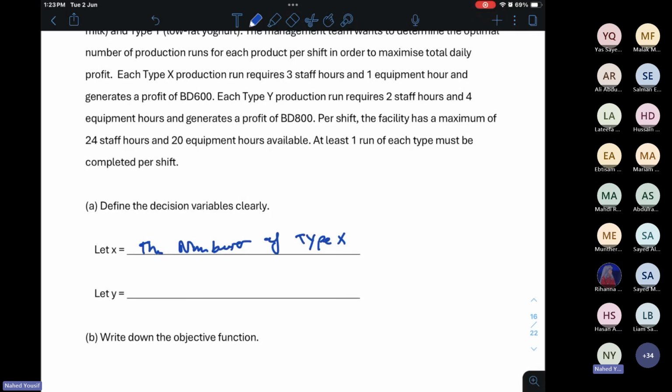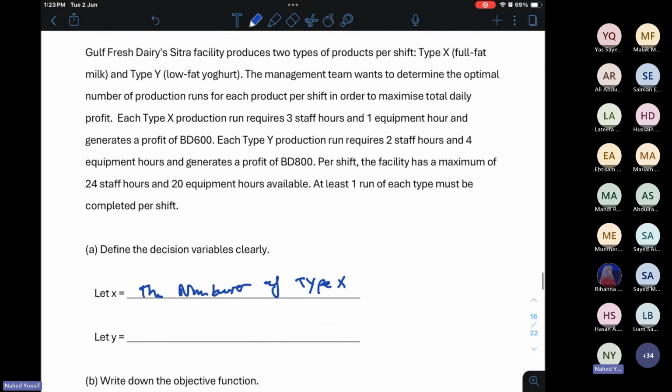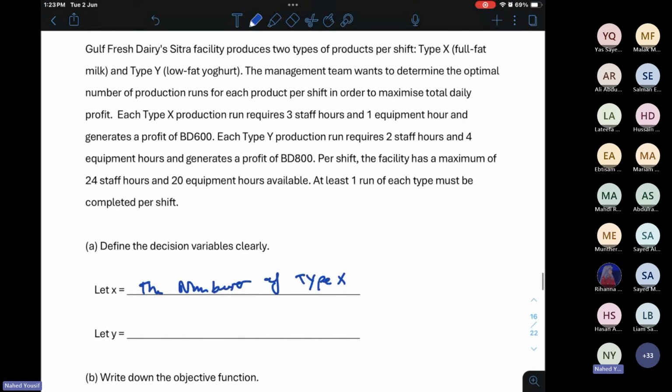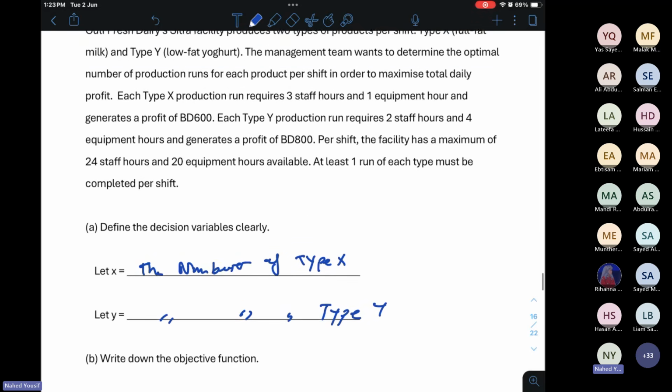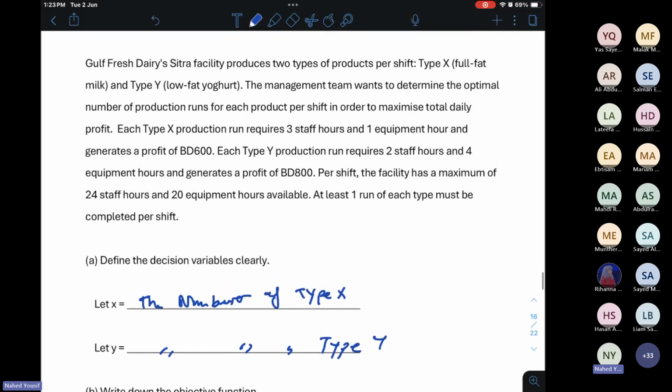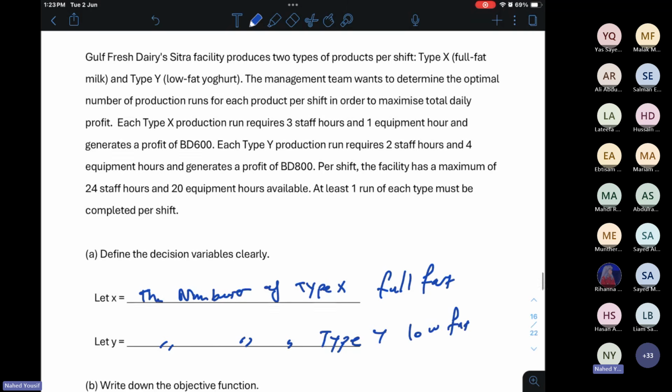If it's, say, in your exam A or B, they just change it in the exam. You can just put, for example, type A or type B. So same thing here: the number of type Y. So X is the number of how many they produce of the full fat milk, and this is for full fat. And this is for the second one, which is low fat. So this is what we mean by them.